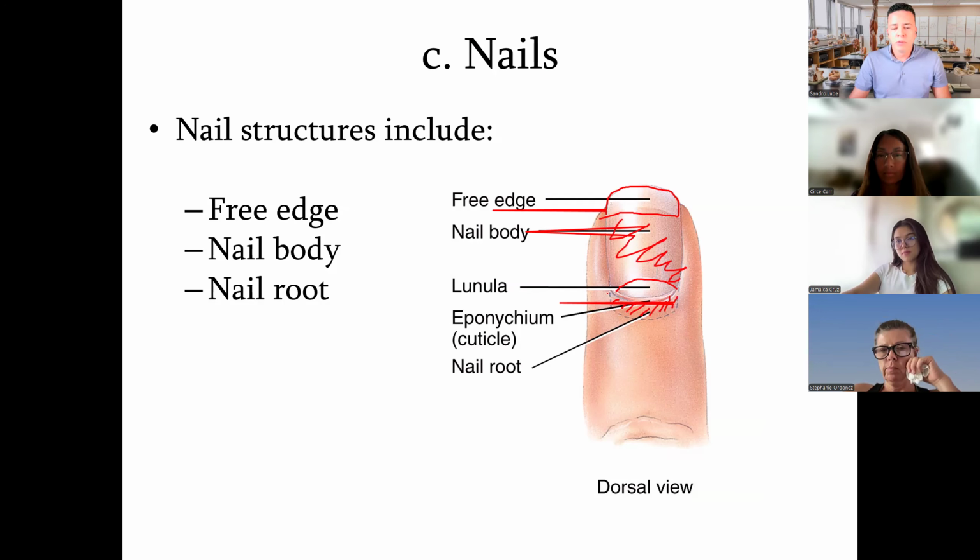Right here in the nail roots, we're going to find another layer of stem cells, which we call the nail matrix. And again, it's the division of the cells that allows our nails to grow from the roots towards the tip.